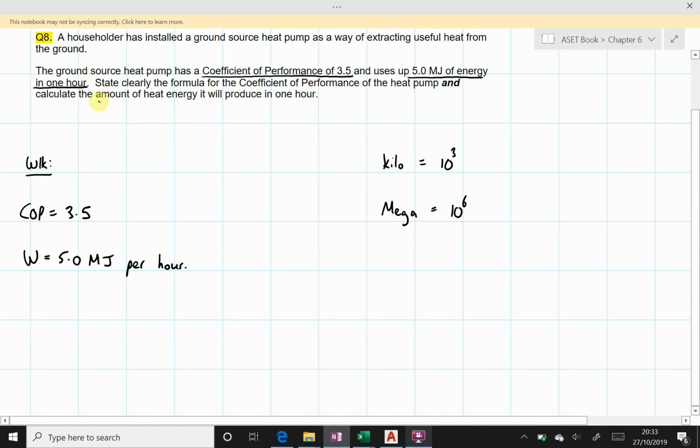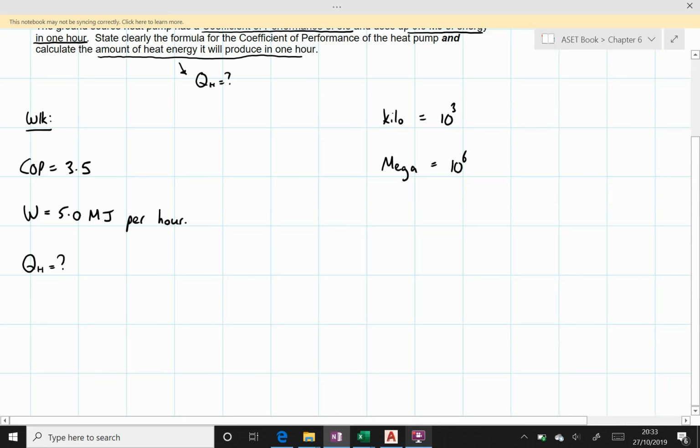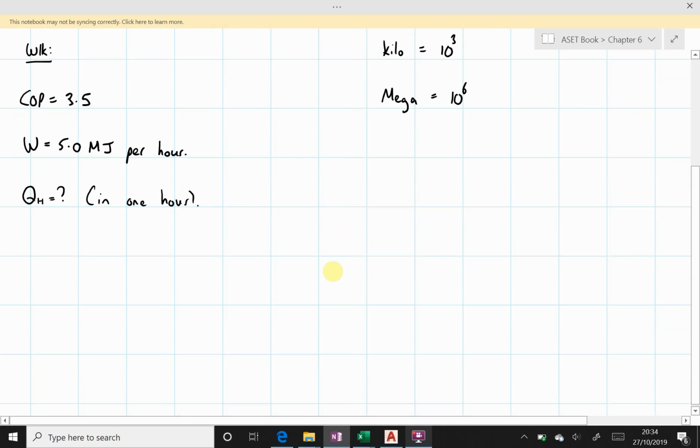Now we're asked to calculate the amount of heat energy that this heat pump will produce in 1 hour. And so effectively we're asked to work out, what is the value of QH? So we can write down QH equals question mark. But it is QH in 1 hour, and that's important, as we'll see at the end of this question.